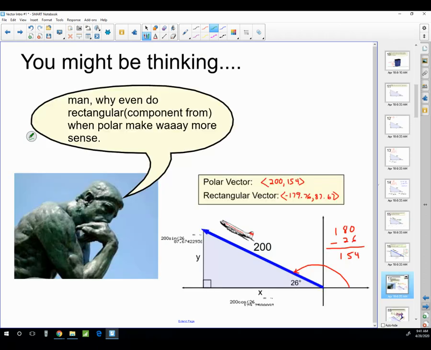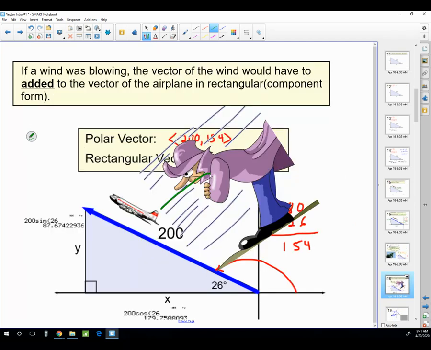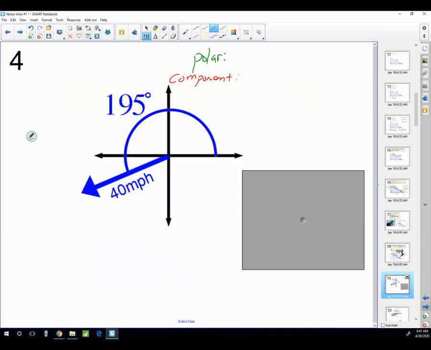Now, you might be thinking, why would we even want to interpret this thing in component form or rectangularly when polar makes way more sense? Well, if old man wind is blowing across the plane, helping it or hurting it in any way, and we had to add the vectors, then those vectors are going to have to be added in rectangular form. Now, we're not doing that today. We're keeping it simple.